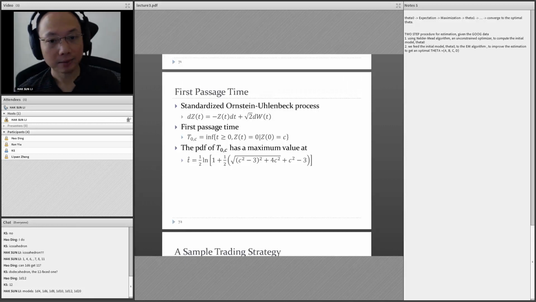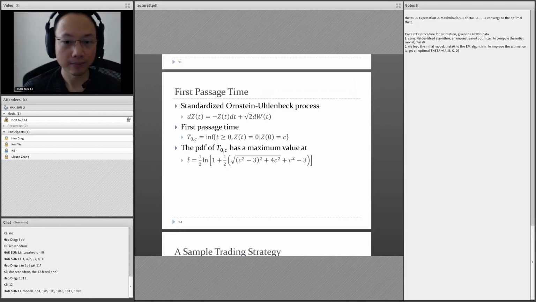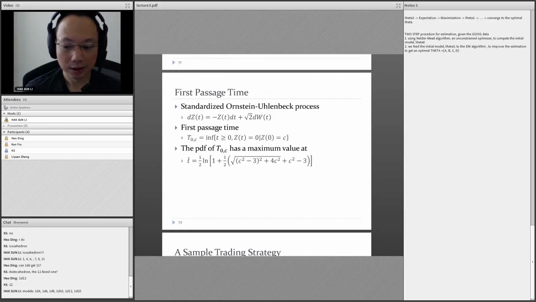The first passage time, or the expected holding time of the trade, is a random variable. In other words, there are many values it can take. It could take 1 second, 2 seconds, 3 seconds, 5 seconds, 1 minute, forever. Among all these possible times, you have different probabilities attached, and this particular time is the one with the biggest probability to happen. Okay, and we call this the first passage time.